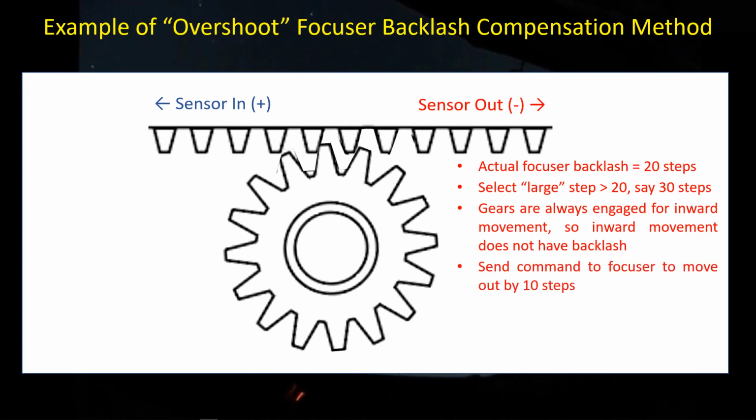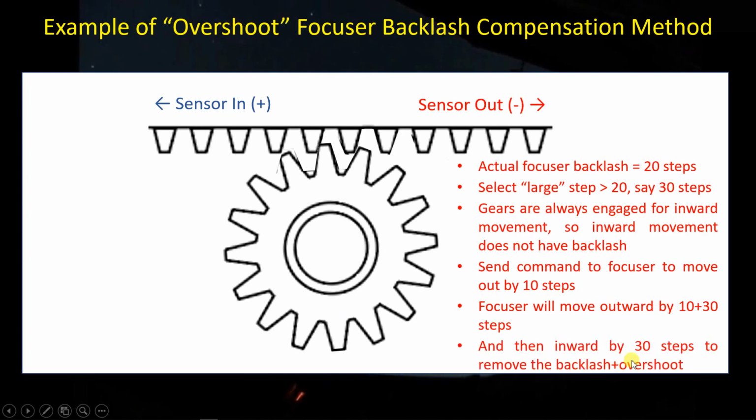Now, when we command the focuser to move in the outward direction by, let's use an example of 10 steps, then the focuser needs to move the 10 steps that we command plus the large step of 30 steps, so it's going to move a total of 40 steps in the other direction. At least the pinion is going to rotate in the clockwise direction by 40 steps. And finally, when it's done with that, it's going to move back by 30 steps. Again, this 30 steps is the constant that's coming from this large step that we define to remove the backlash and the overshoot, leaving us ultimately with the 10 steps of backward movement that we actually want.